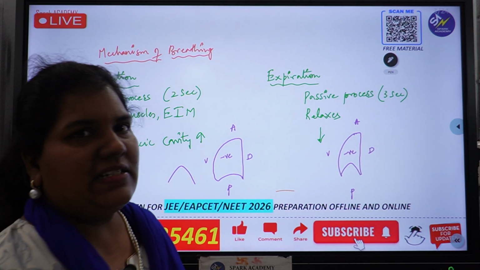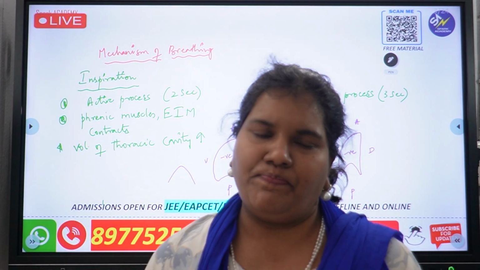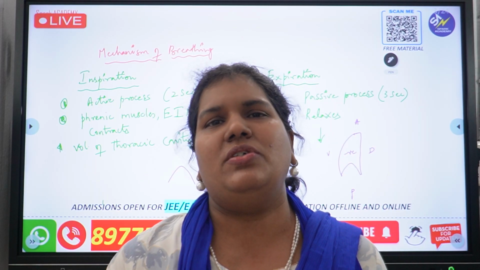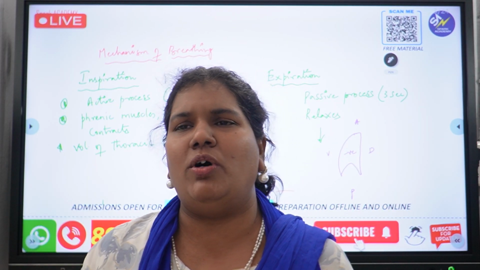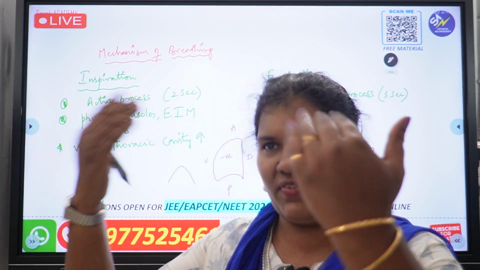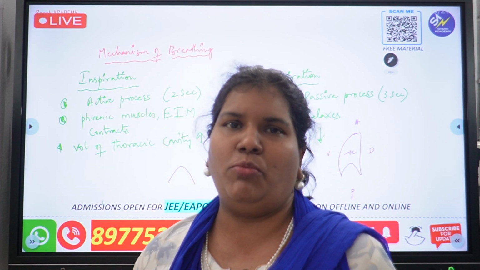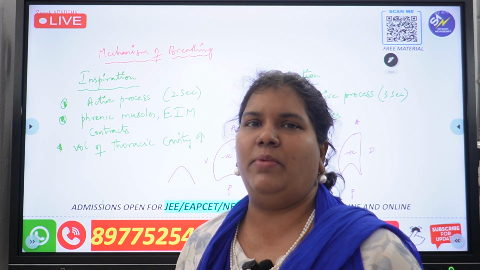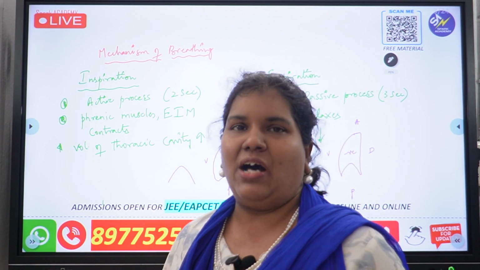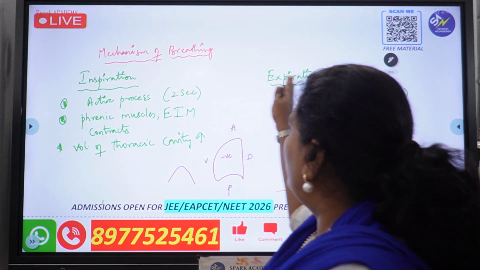Let's see the mechanism of breathing. Now in the mechanism, there are two stages. One is inspiration and the other is expiration. You all know what is inspiration. Inspiration is we inhale oxygen into our body, and expiration is we exhale, or we remove the carbon dioxide that is produced, outside the body. So these are the two processes.